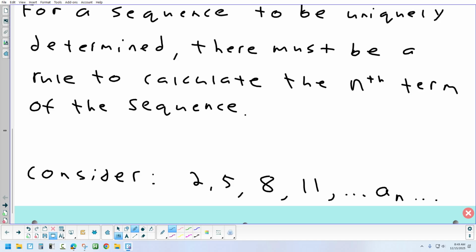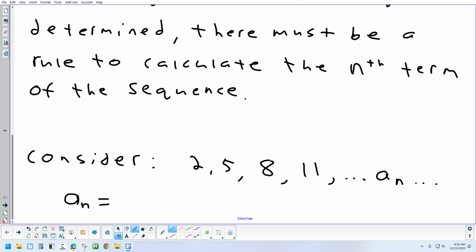When a sequence ends with an ellipsis (...), that means that it goes on forever. It means it's infinite. If a sequence doesn't end with an ellipsis, then that means it has an ending point. It means it stops somewhere. Okay. So let's see if we can figure out a pattern.